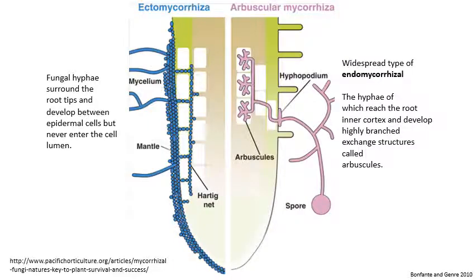There are two main types of mycorrhizae. You can see from this figure that the difference between them is how they interact with the cells inside the plant roots. Ectomycorrhizae are fungal hyphae that surround the root tips and develop between the epidermal cells, but they never actually enter the cell lumen. On the other hand, you also get arbuscular mycorrhiza. In these, the hyphae reach the root inner cortex and develop highly branched structures called arbuscules inside the cells.